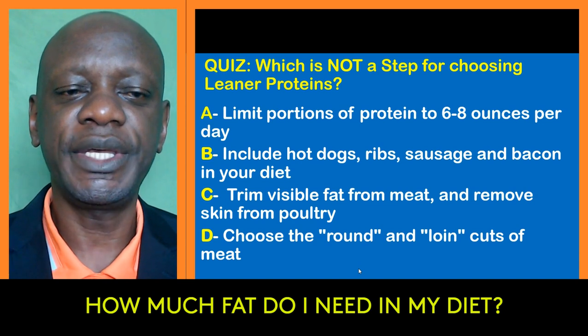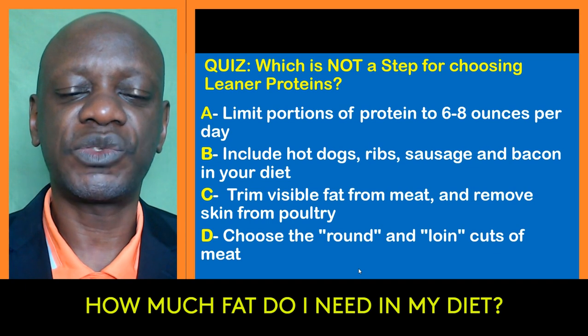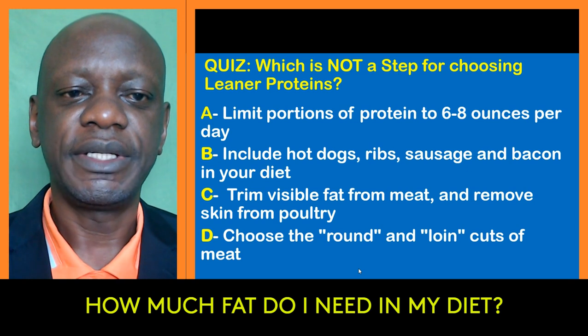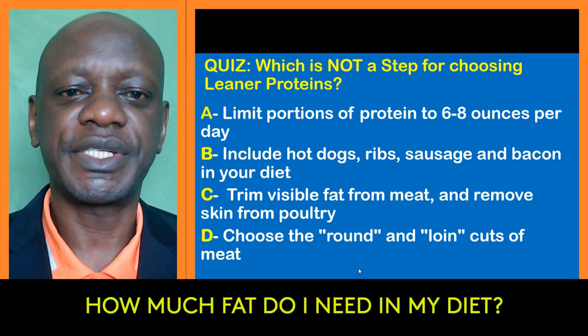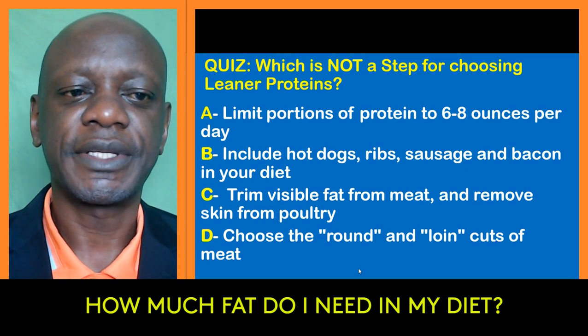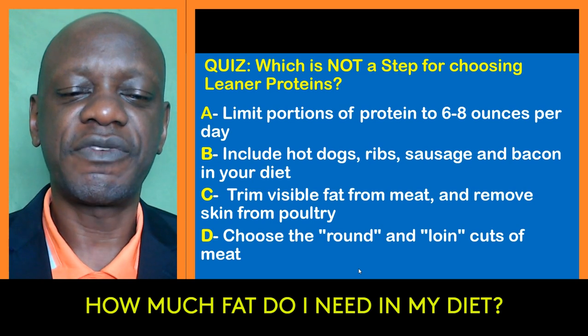A, limit portions of protein to 6 to 8 ounces per day. 3 ounces is about a deck of cards, so 6 to 8 ounces is about 2 decks of cards. B, include hot dogs, ribs, sausage, and bacon in your diet. C, trim visible fat from meat and remove skin from poultry. Or D, choose the round and loin cuts of meat.